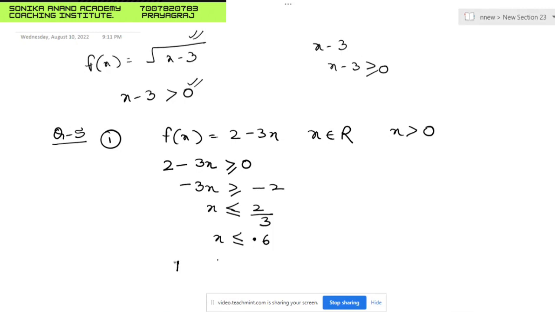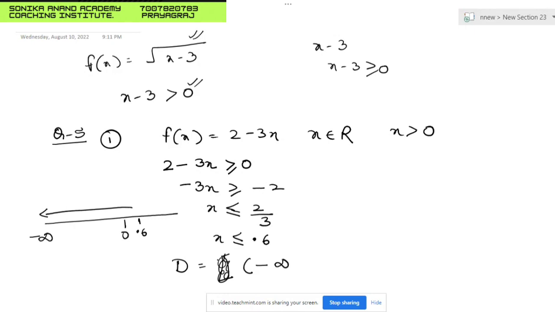So what is the domain? That means x must be less than or equal to 0.6. Here we have 0, and this is 0.6. So the value of x goes like this: here it is negative infinity. Whenever we write infinity, we use only the small bracket. So minus infinity, and here 0.6, which is included.